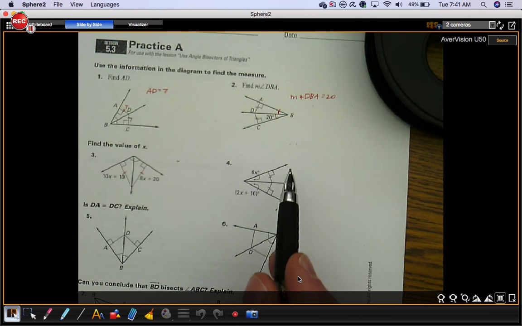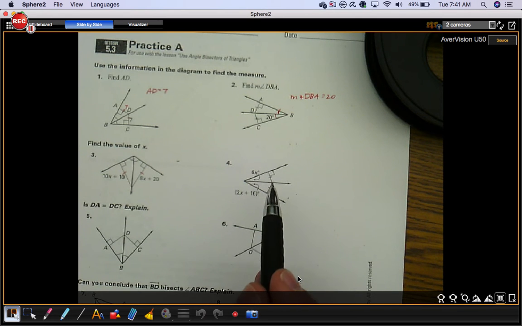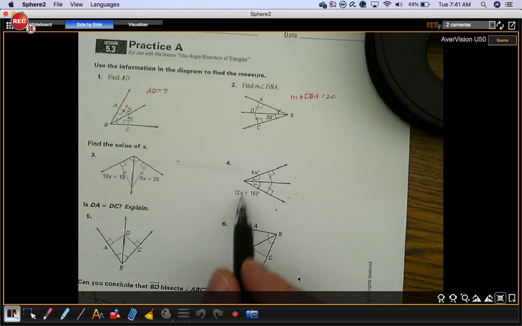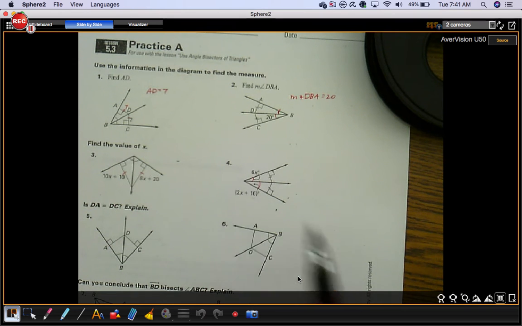Converse, same thing. You have an angle. The distance from this point to each ray is the same, measured on a right angle, so these are the same. Set these equal, solve for x.